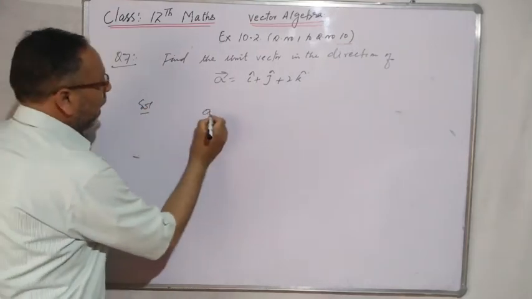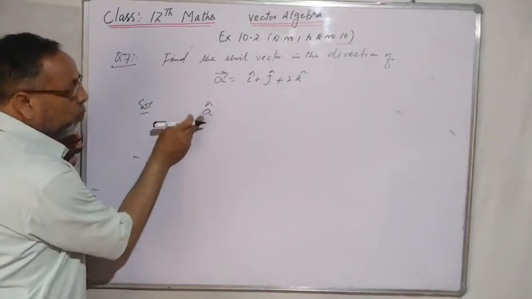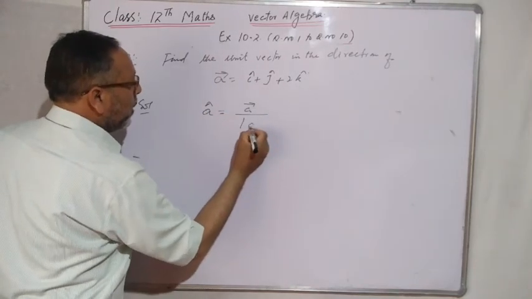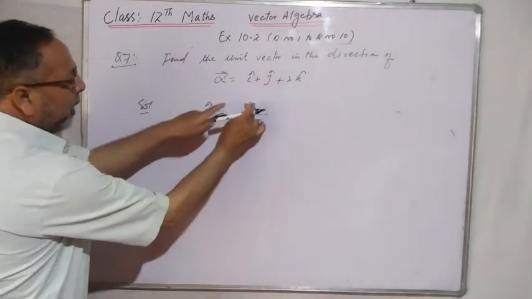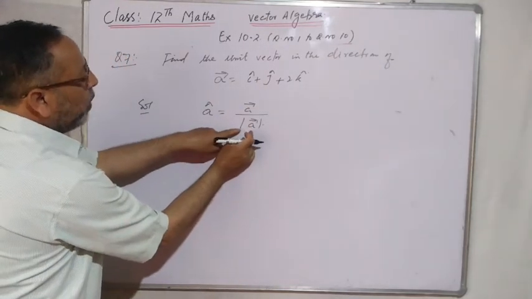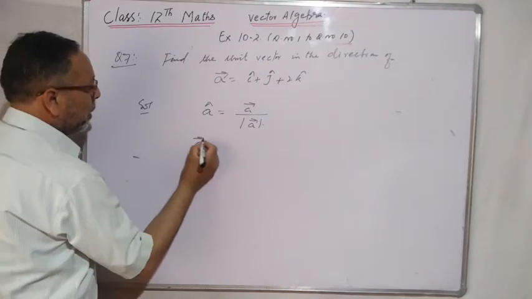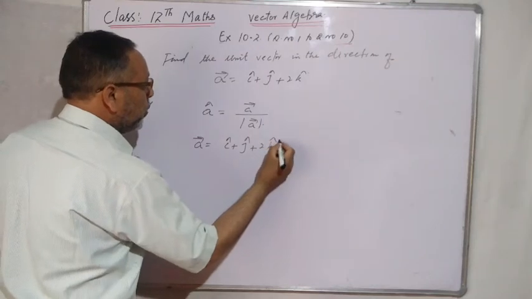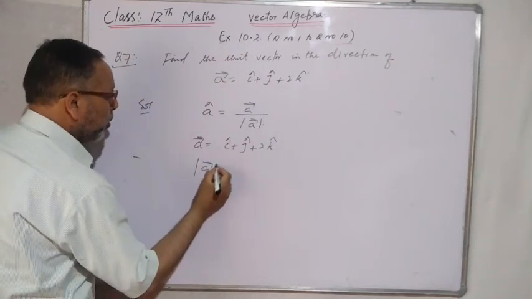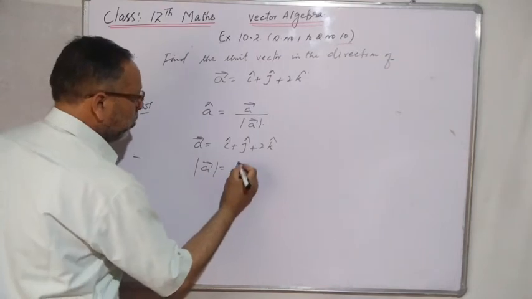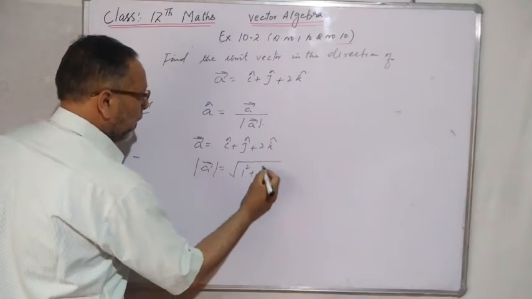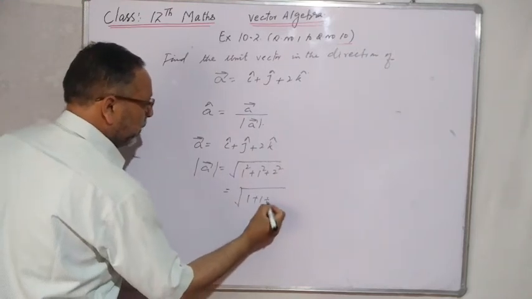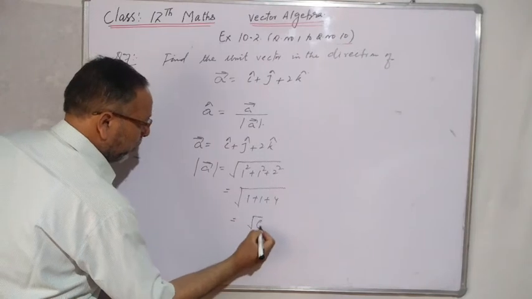So you have to find A cap, that is the unit vector. In the direction of the given vector, it will be equal to vector A over magnitude of vector A. So vector A is given. We have to first find the magnitude of vector A. Now vector A is equal to i cap plus j cap plus 2k cap. So magnitude of vector A will be equal to under root of 1 square plus 1 square plus 2 square. So it will be equal to 1 plus 1 plus 4, which is equal to root 6.